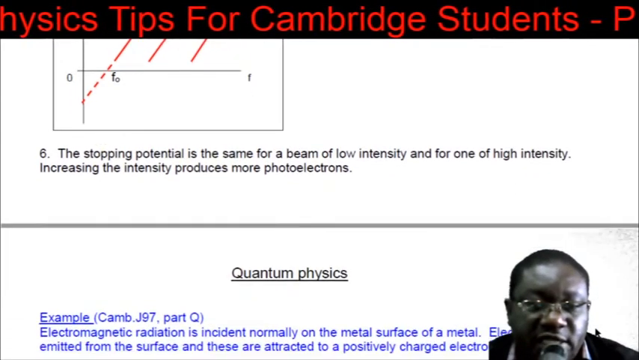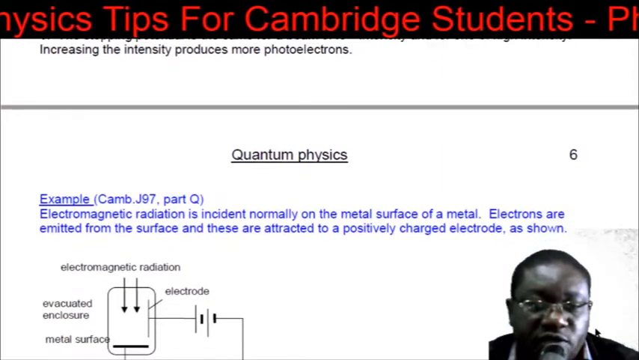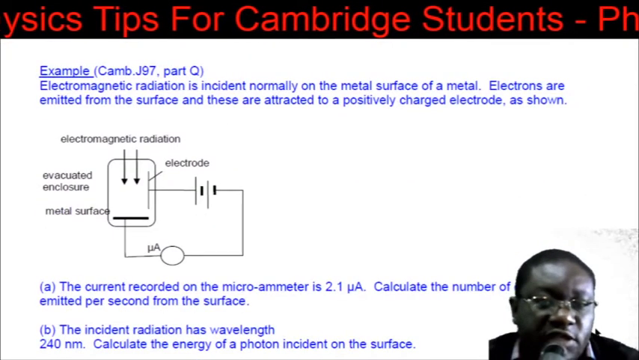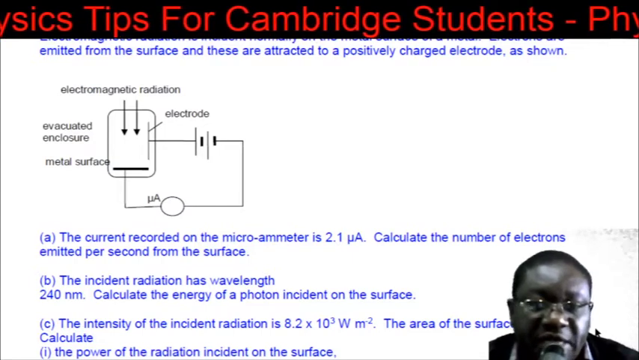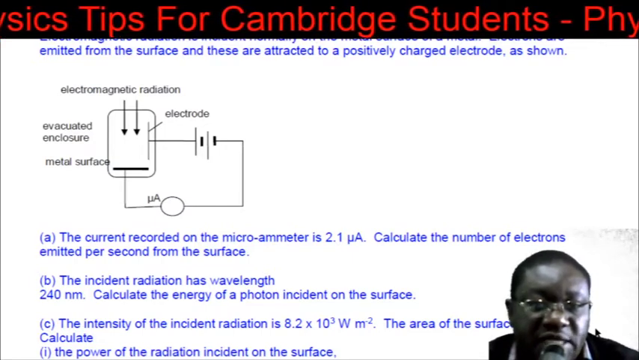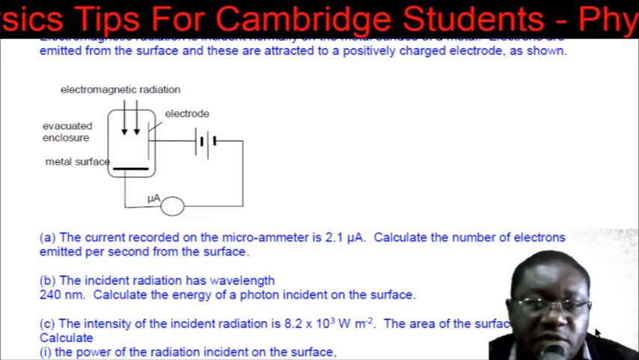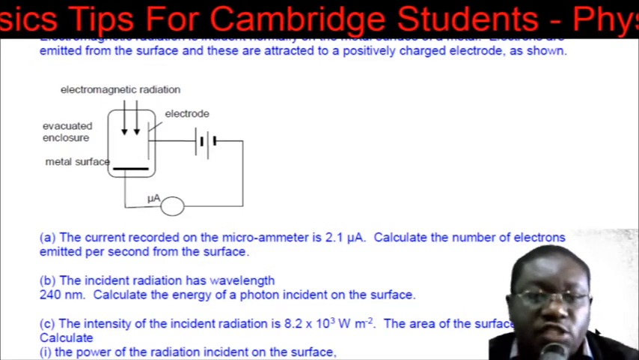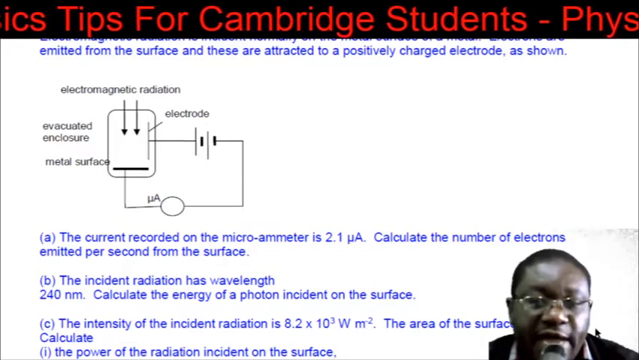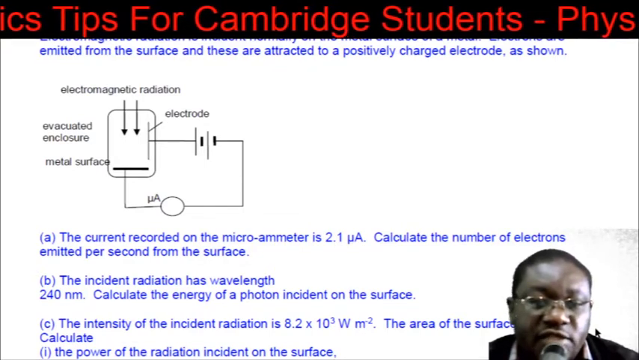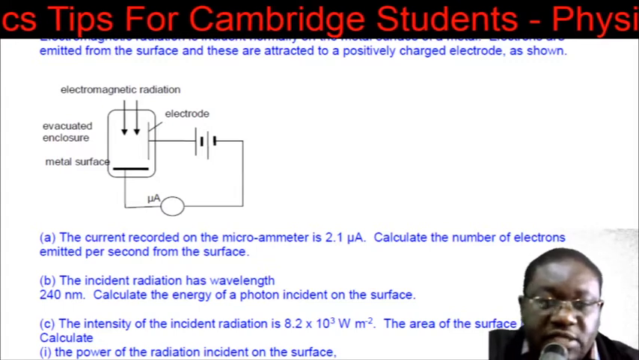Now let's look at an example taken from June 1997. Electromagnetic radiation is incident normally on the surface of a metal. Electrons are emitted from the surface and these are attracted to a positively charged electrode as shown. The current recorded on the microammeter is 2.1 microamps. Calculate the number of electrons emitted per second from the surface.